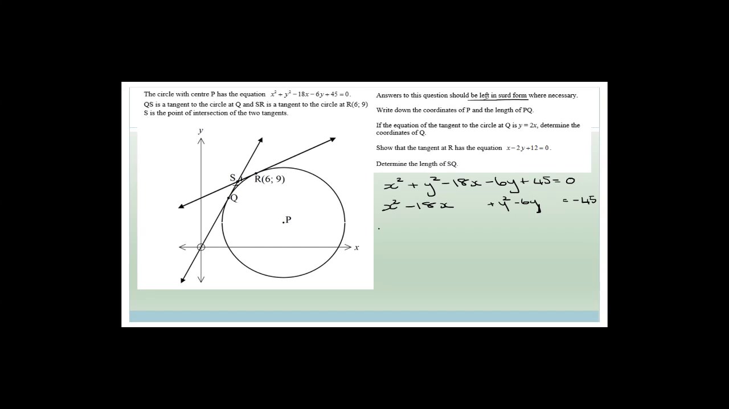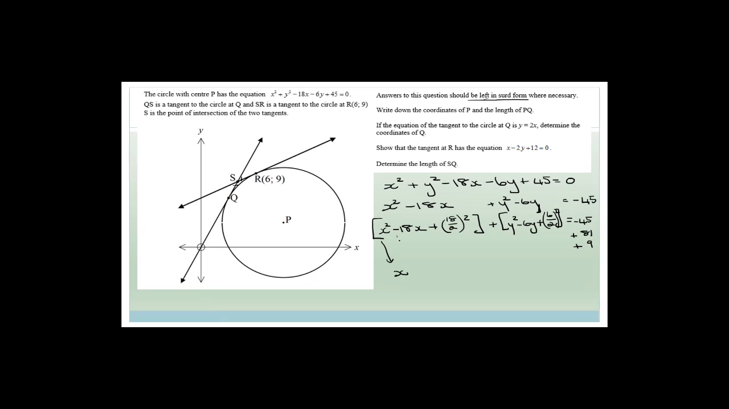So what do we do? We halve it and square it. So it becomes x squared minus 18x plus, halve it, 18 divided by 2 all squared. Okay, that's the first one. Plus y squared minus 6y plus, you halve it and square it, so it's 6 over 2 all squared, is equal to minus 45. But now what you do to the one side, you have to do the other side. So you have to add 18 divided by 2 is 9, and 9 squared is 81, plus 6 divided by 2 is 3. 3 squared is 9. Sorry, I just realized I screwed up there. 6 divided by 2 is 3. 3 squared is 9.